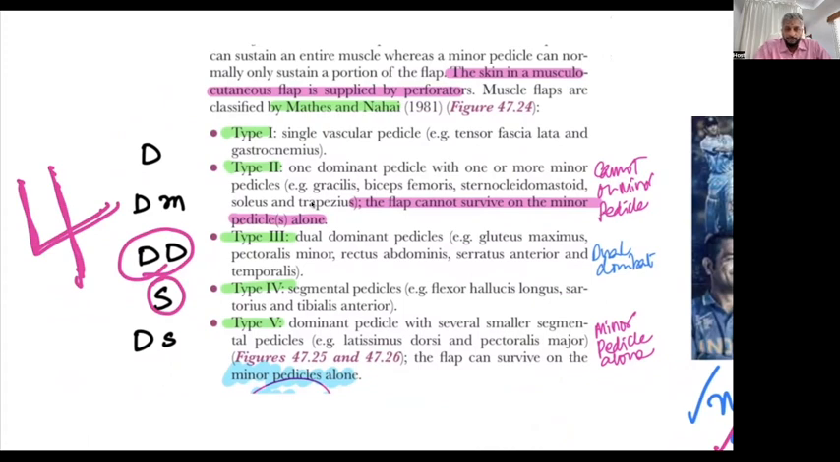Here the catch point, an important MCQ that can be asked is, unlike type 2, where it cannot survive on the minor pedicle, type 5 can survive on the minor pedicle alone. And one more important MCQ that can be framed is on type 4. Type 4 is segmental pedicle. So the whole flap, let's say if there is a sartorius flap, the part of the sartorius muscle can be taken as a small segment based on its segmental vessel and can be used as a donor flap.